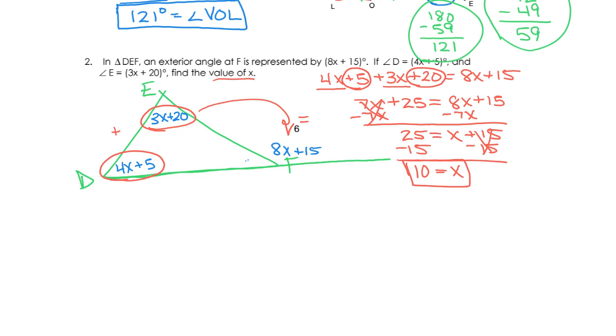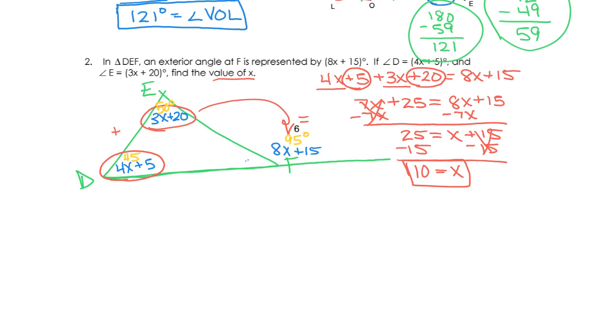Or if you wanted to check, we could plug in. 4 times 10 is 40. 40 plus 5 would be a 45-degree angle for angle D. 3 times 10 is 30. 30 plus 20 is 50. And on the outside here, 8 times 10 is 80. 80 plus 15 would be 95.